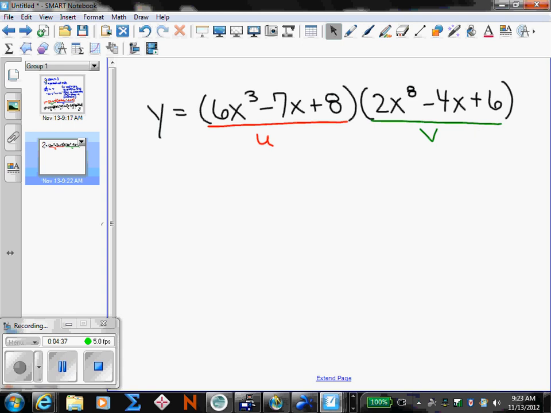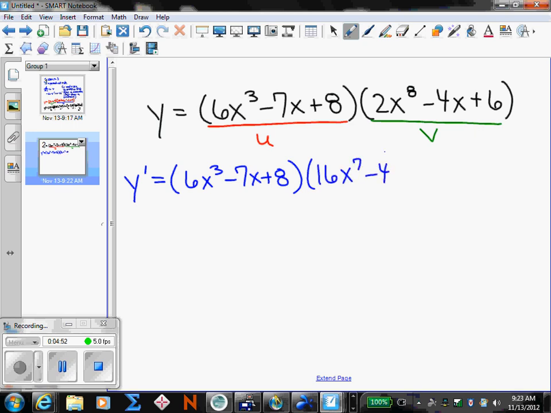So now we're going to follow the formula, which is u times v prime plus v times u prime. Never seem to have enough space.